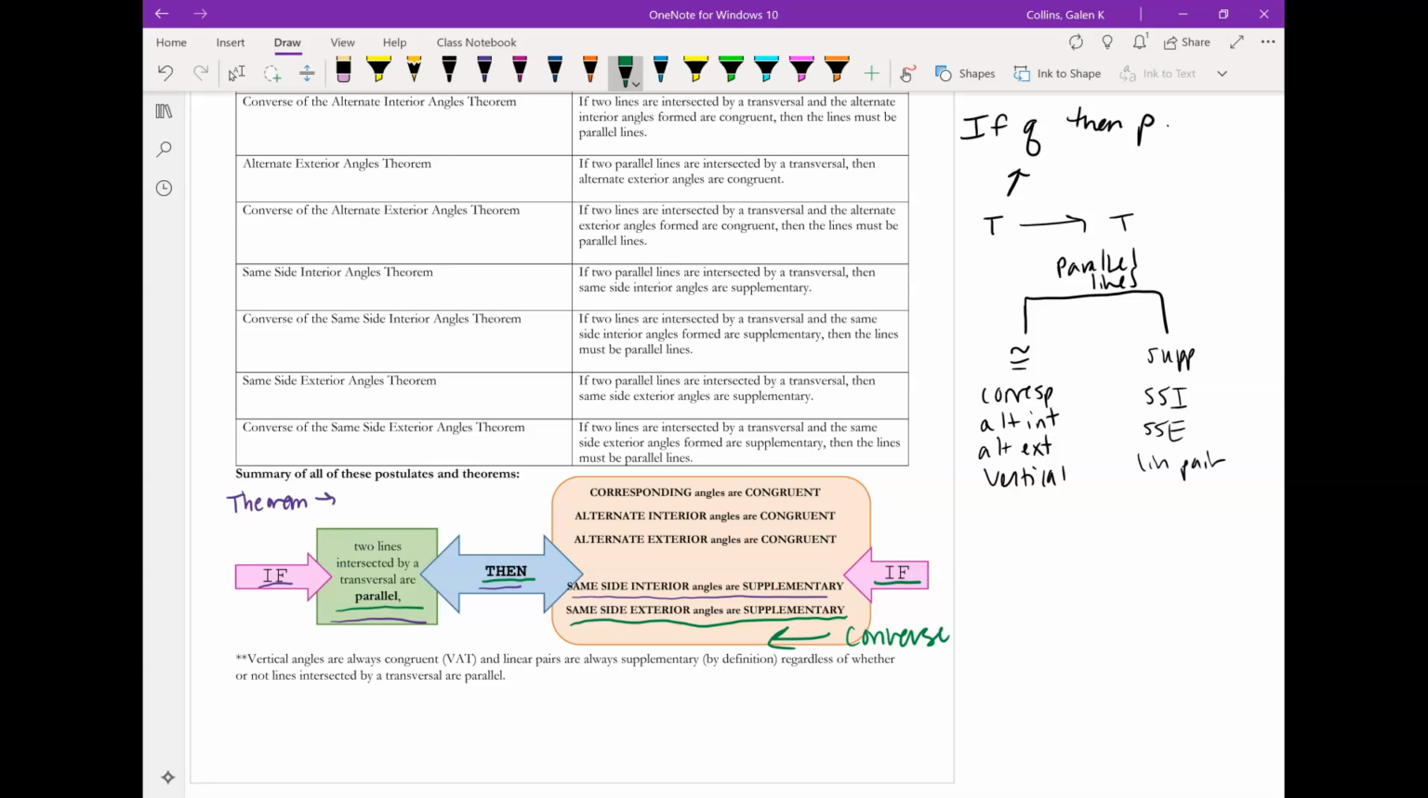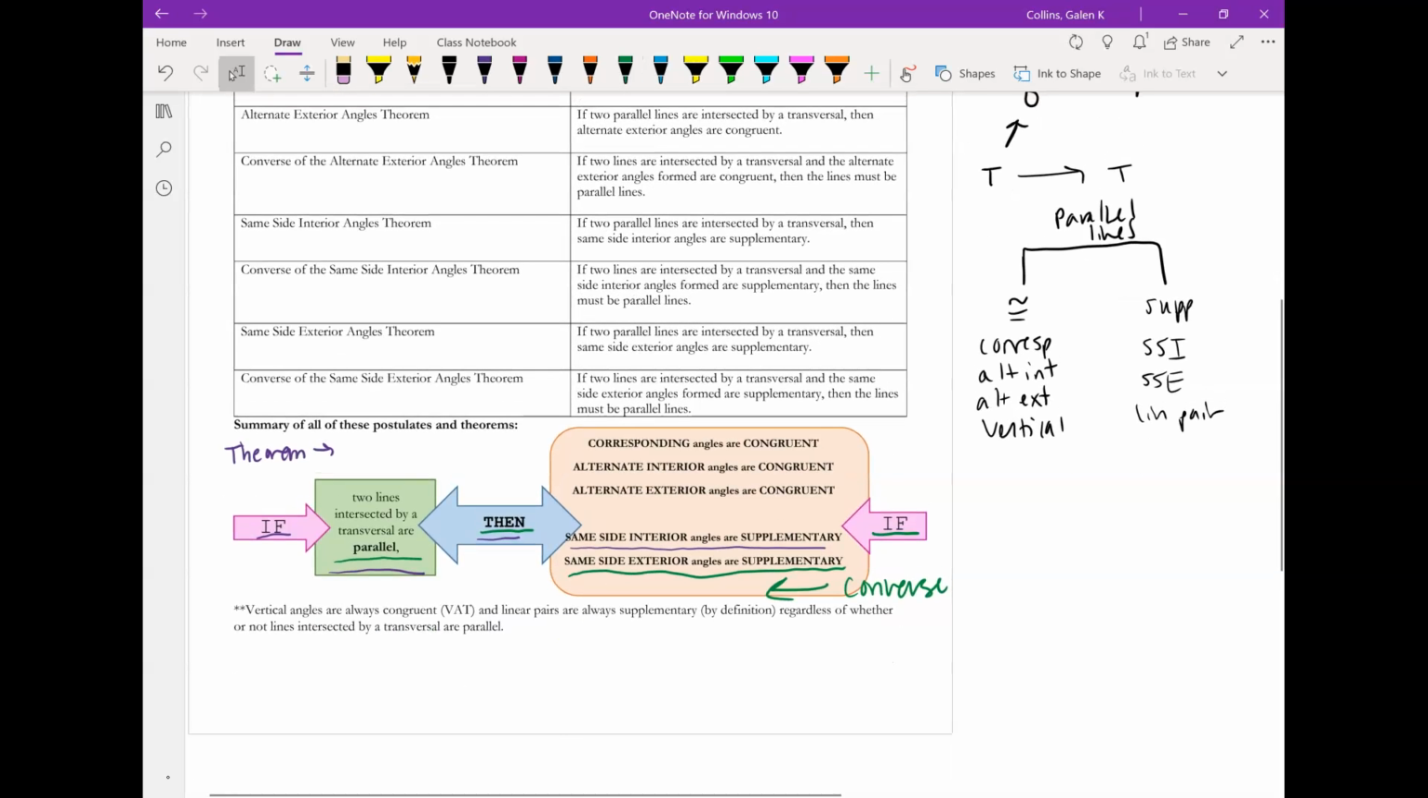I know the wording changes just a little bit, but this is going to be really helpful when we're trying to prove something. So when I'm trying to, for example, prove that angles are congruent or supplementary or that lines are parallel. All right, that's really all we have for this last section.